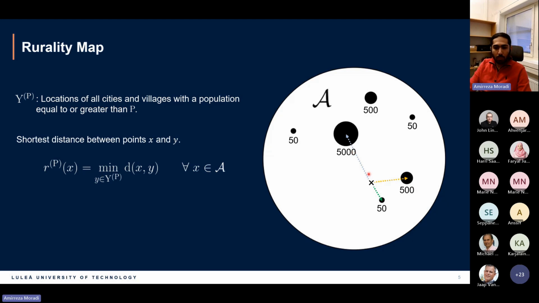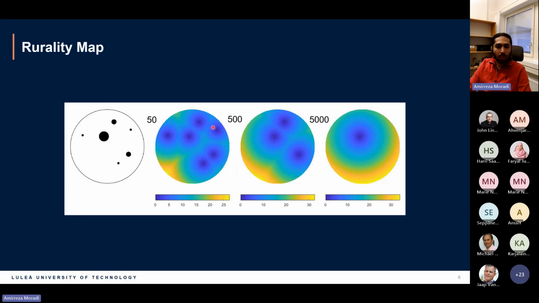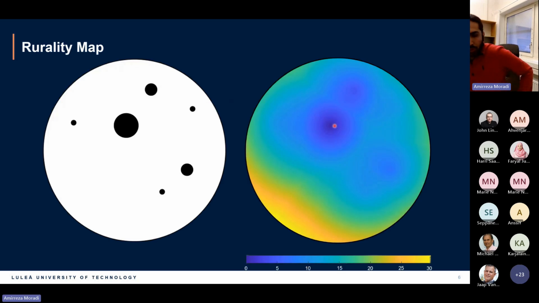And then finally, in order to create a rurality map, we take an average of all these distances, and then the rurality degree of this point can be measured. If we do this process for all the points in this fictional country, then we can create a rurality map. You can observe there are 3 rurality maps for the 3 population classes, 50, 500, and 5,000. And if we take an average, we have the rurality map.